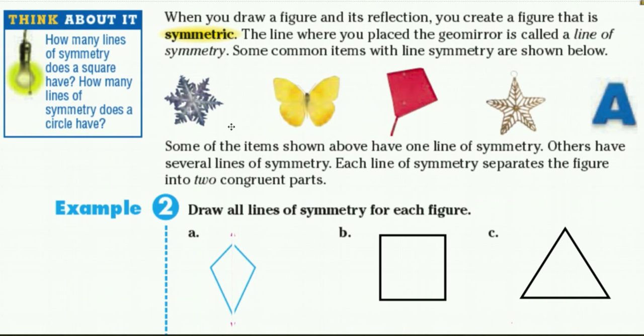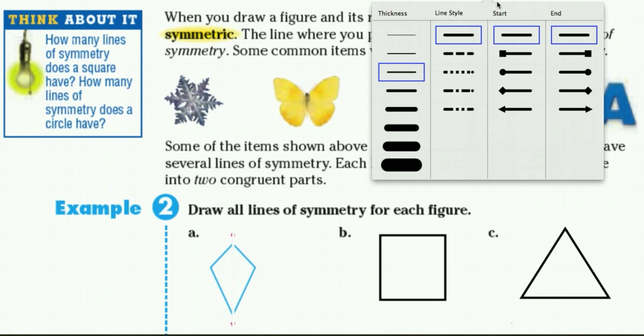When you talk about lines of symmetry, a line of symmetry is where you fold a particular figure and it folds exactly on top of the other figure with no overlaps. So when you talk about some items with lines of symmetry, these are some items right here.